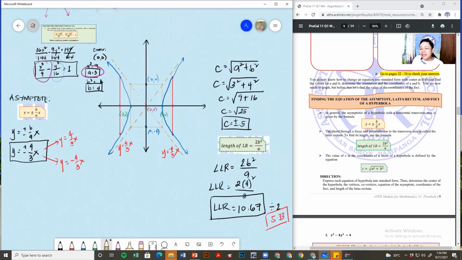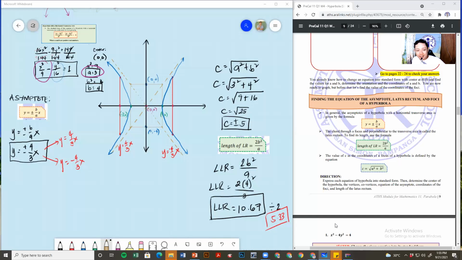Show a reaction, please, based on how you understood the process. Got it? Kaya? Okay. It looks, actually, it's just very easy. Just that it's just lengthy in a way kasi marami lang siyang isosolve na part.